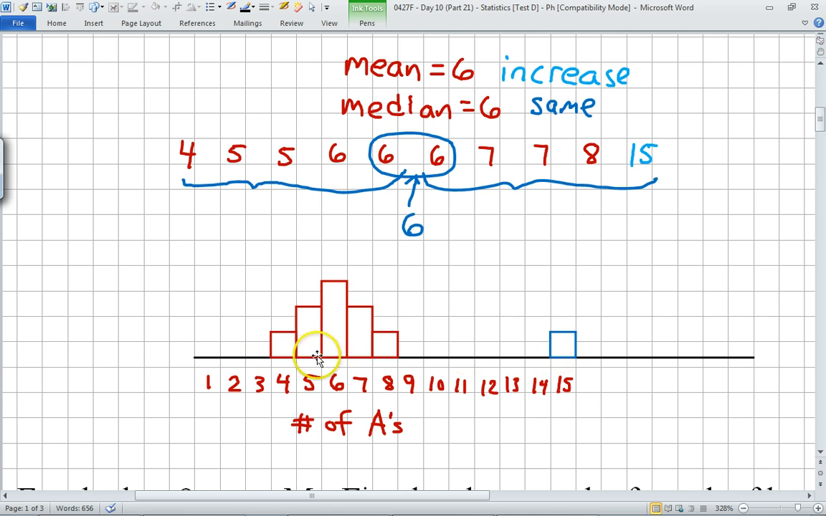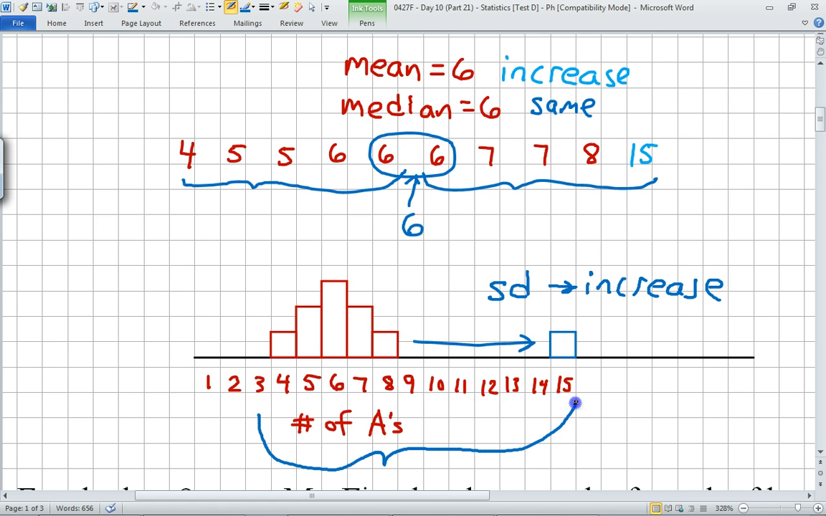Adding in this extra value that's way over here to the right is making the data much more spread out than it was before. So we would expect the standard deviation to increase, because adding this 15 is spreading the data out. Everything was close to 6, 15 is far away, so now the data is much wider than it was before. So wider, more spread out data is a higher standard deviation.